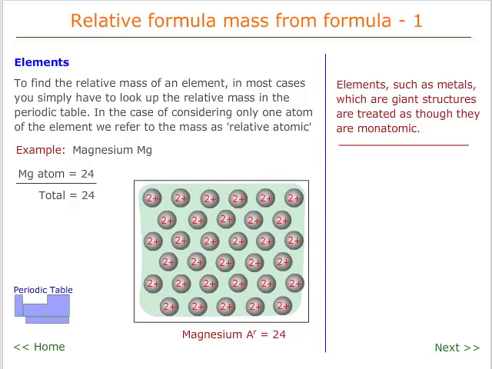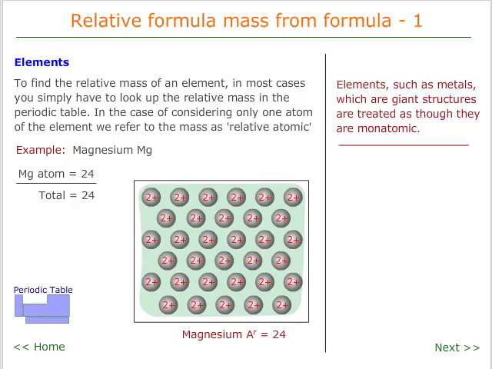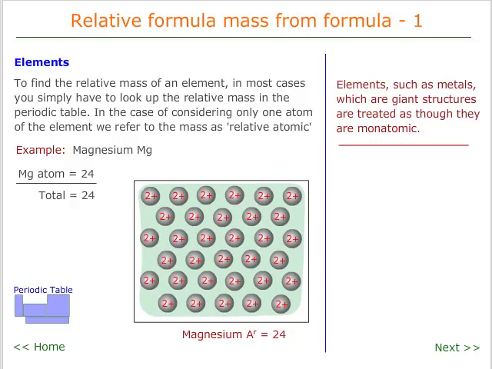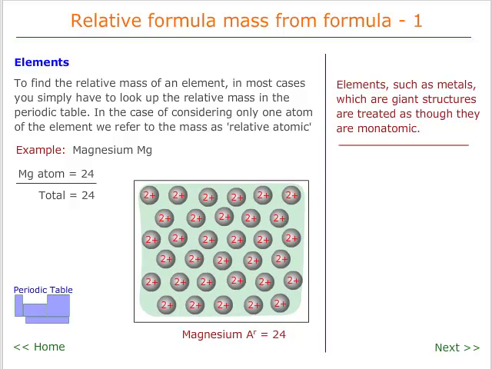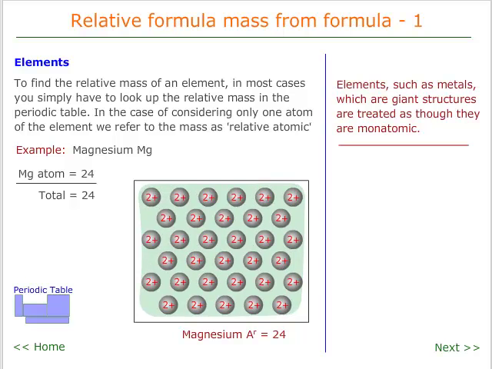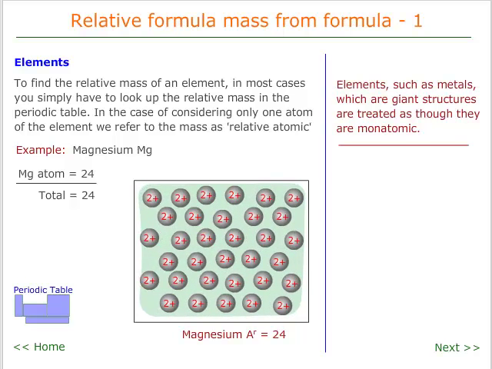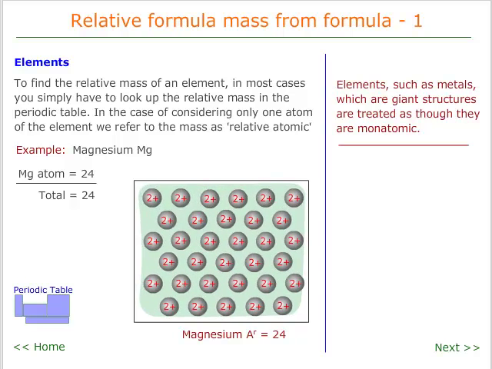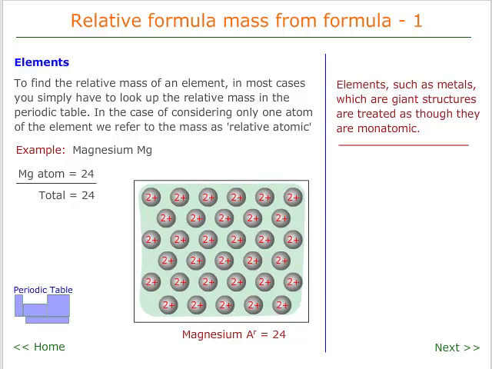The relative mass of the elements can simply be found by looking at the periodic table, but we always need to take into account the nature of the bonding of the elements. In the simplest cases, most of the elements are treated as though they are monatomic, i.e. they've got one atom in their smallest unit.